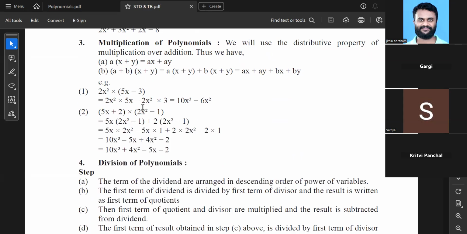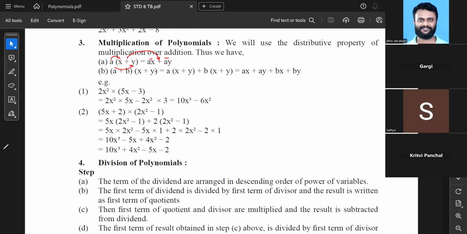Now, multiplication of polynomials. What are we supposed to do? We will use the distributive property of multiplication over addition. So how to use it? Let me assume you have a monomial which you are supposed to multiply with a binomial. How do we do it? You simply use the distributive property. First you multiply a with x and then you multiply a with y: ax, ay. The sign in between stays as it is. Plus stays plus, minus stays minus.